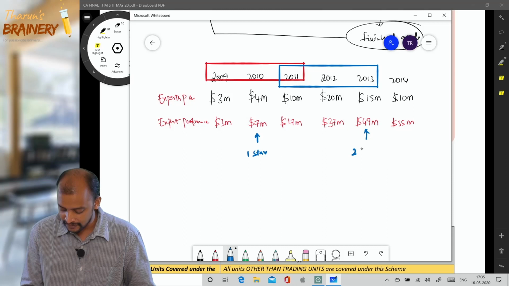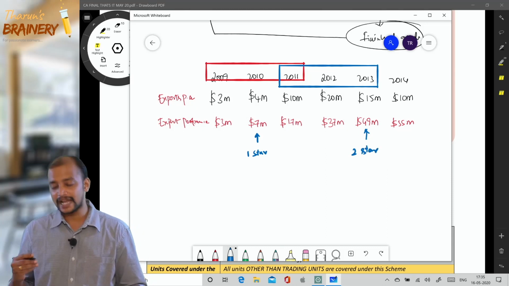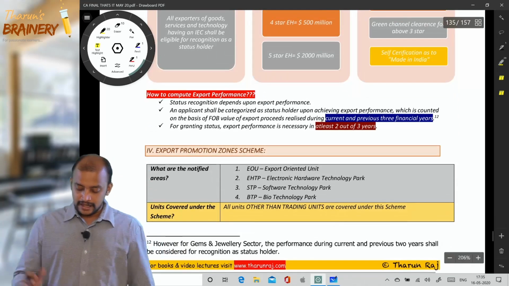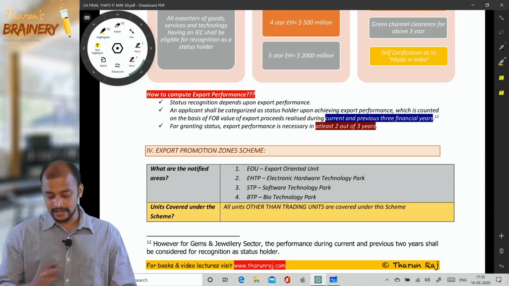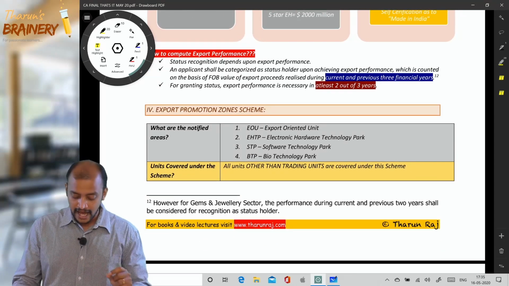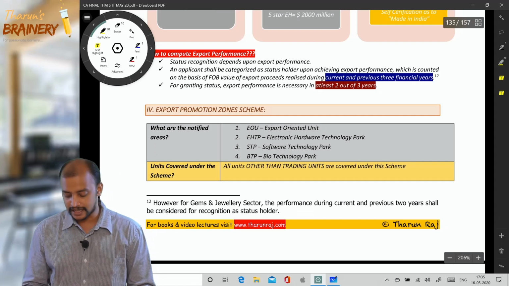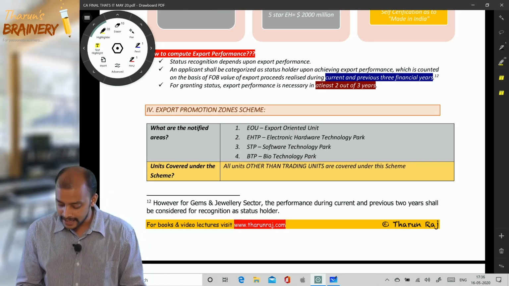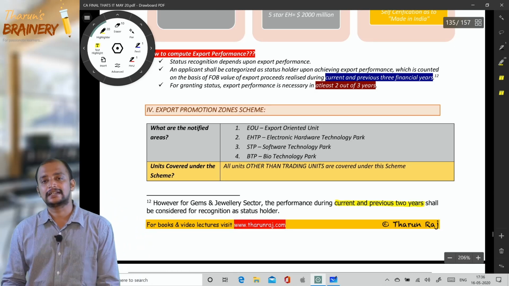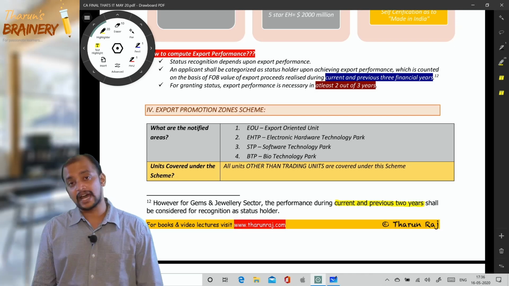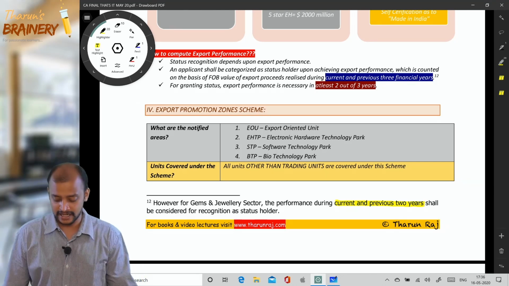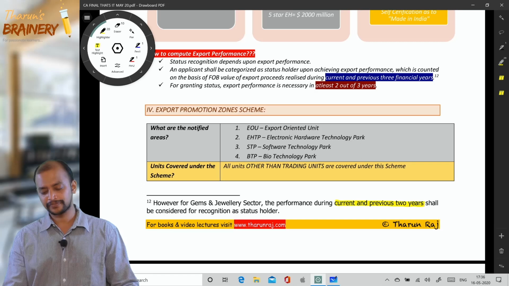So therefore, you will be given 2-star status. So like that, it will be given here. So this is about at least 2 out of 3 years. Whereas in case of, you can look into the footnote there, however for gems and jewelry sector, we will calculate current and previous 2 years. For all other sectors, we will be taking current and previous 3 years. For gem and jewelry sector, we will take current and previous 2 years.